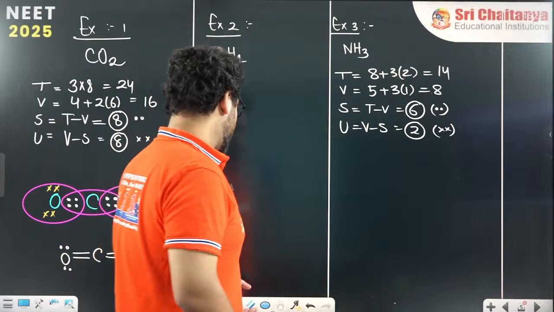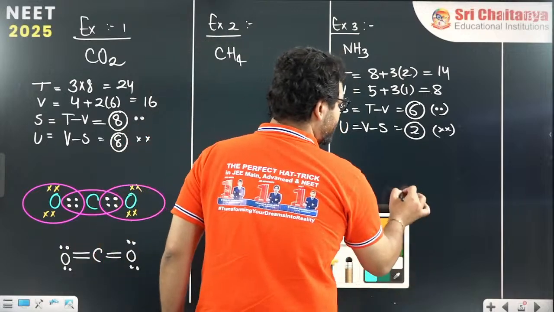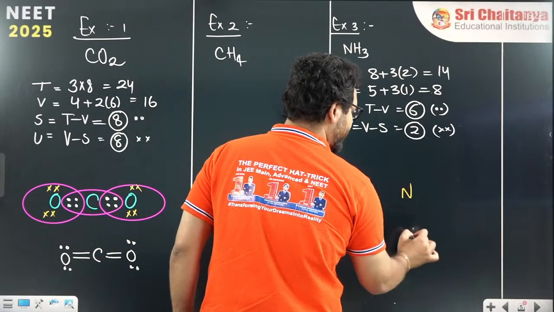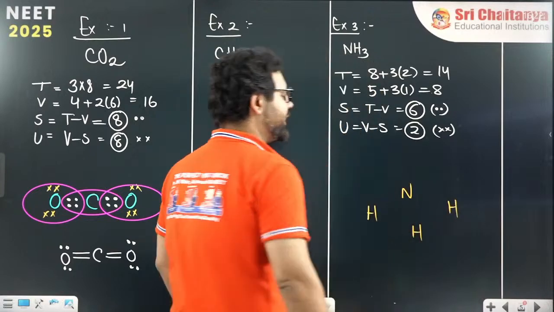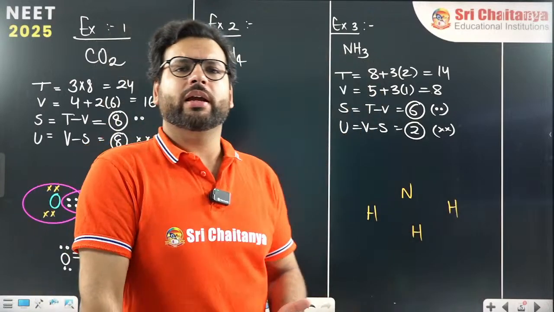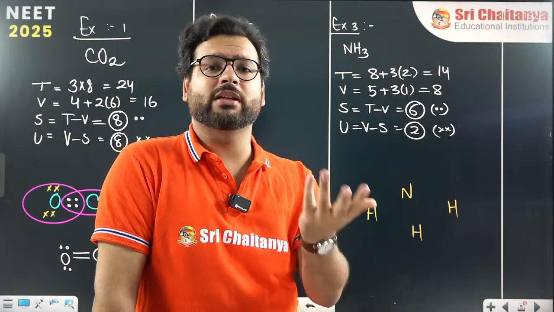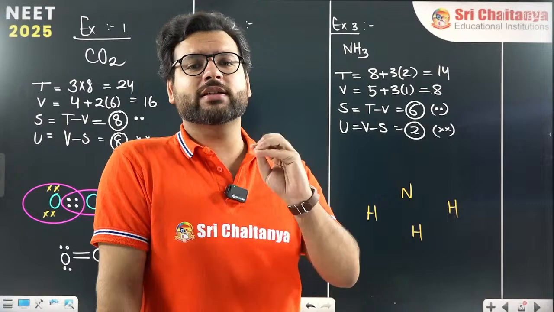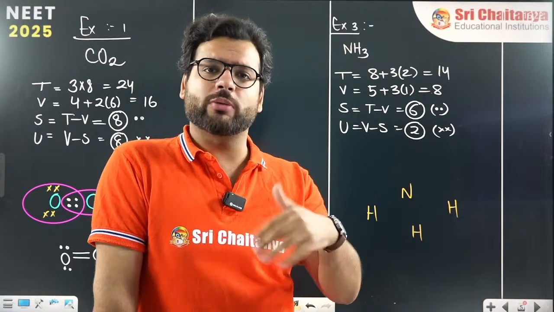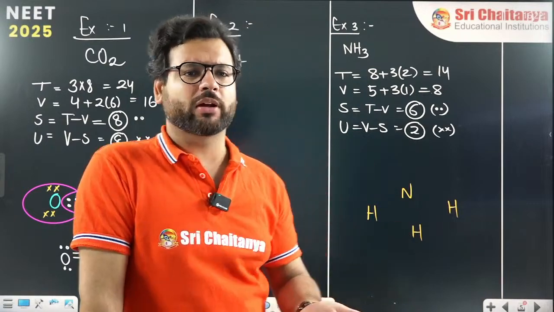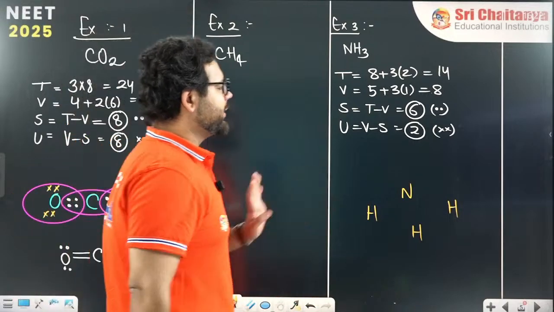Now let us draw. Keeping nitrogen in the middle, I am keeping hydrogens on the side. You can keep them anywhere, because your Lewis rule cannot determine the exact structure, but it can tell you the bonds, where there will be a single bond and where a double bond. The exact structure and bond angles will be told by hybridization and VSEPR only. Okay, so I have kept them like this.